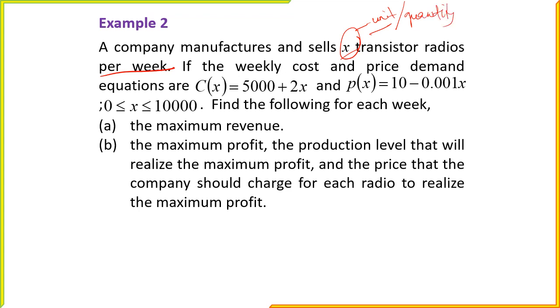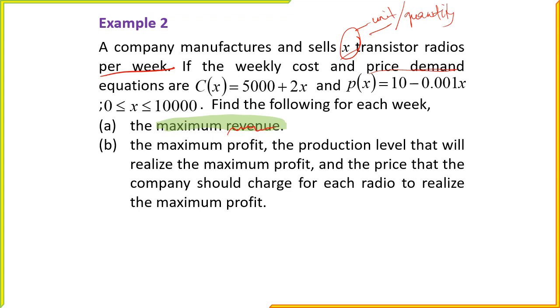Okay, and P of x is equal to 10 minus 0.001x, where x is between 0 and 10,000. So what is P? P is the price demand function. Find the following for each week. So what is the maximum revenue? The first question asks for the maximum revenue, which means we need to find the revenue function first.